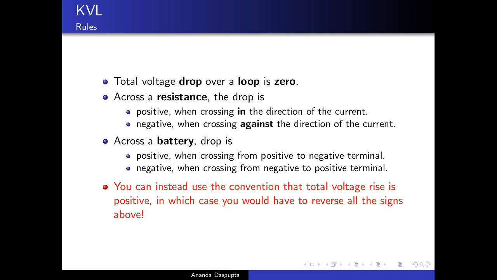If at the end of your calculation you end up with a positive result for your currents, that means your original choice was right. If at the end of the calculation your current works out to be negative when you solve the equations, it means that you made a wrong choice to begin with. But that's alright, because now you know exactly which way the current is flowing and how much it is.